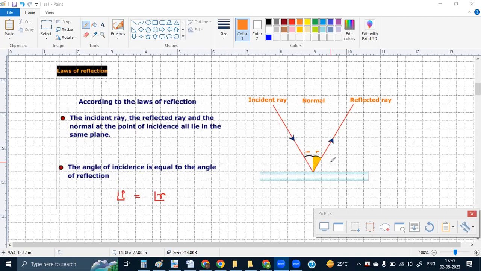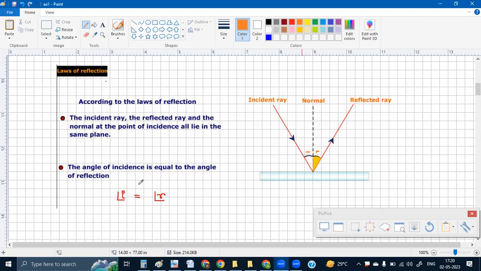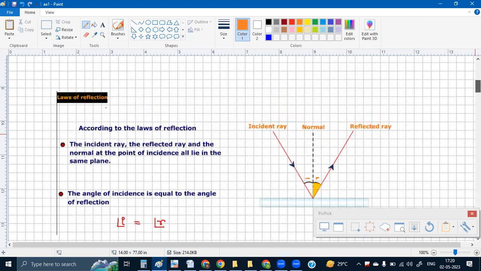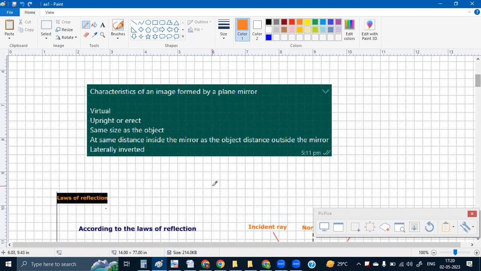Have you taken it down? Is the next thing that is there. Characteristics of image. Can you mute the speaker? Speaker. Okay.